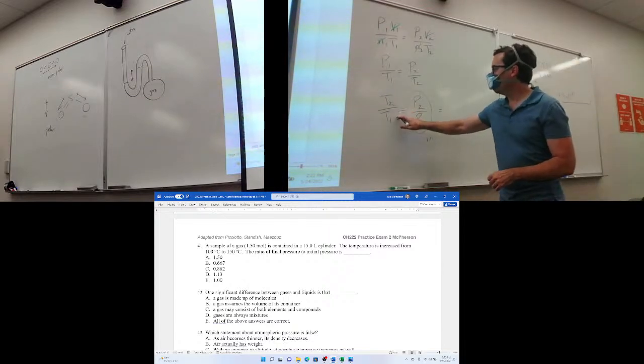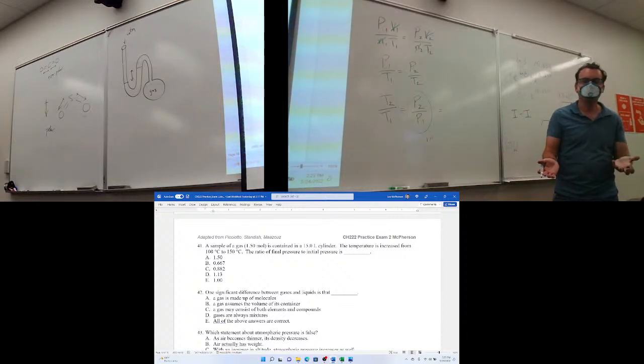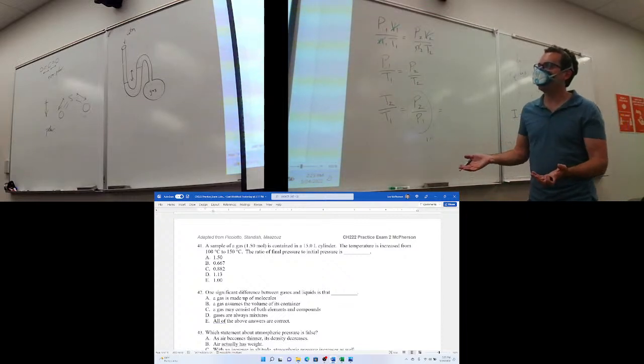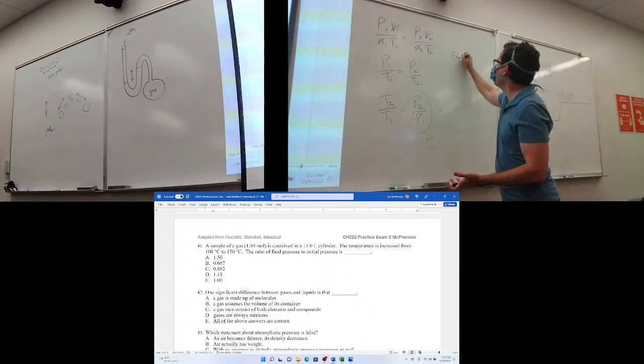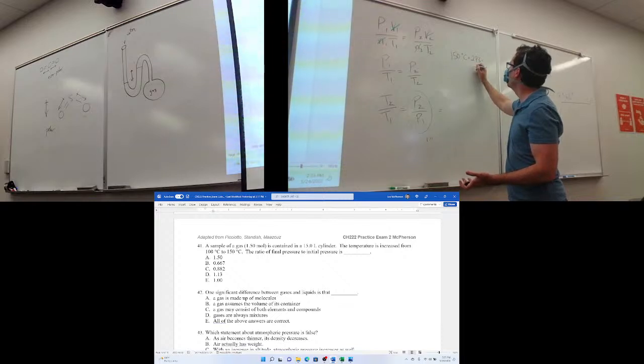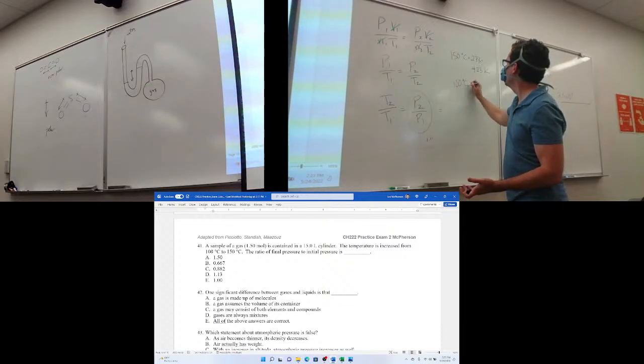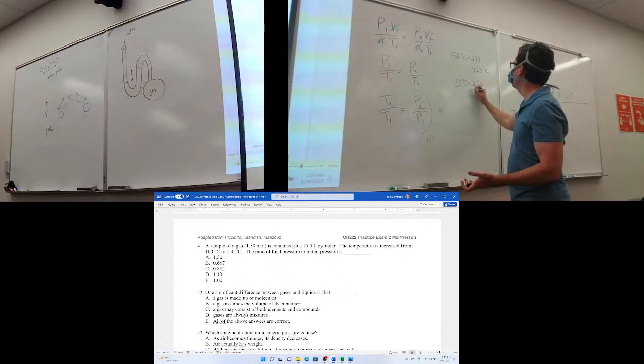So I want to plug in T2 over T1, and the mistake people will make is plugging in the temperatures directly, but we need to convert them to Kelvin first. So 150 C plus 273 becomes 423 Kelvin. And then 100 C plus 273 becomes 373 Kelvin.